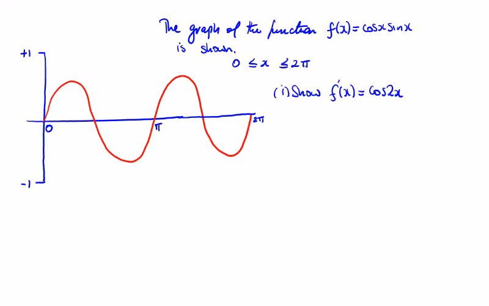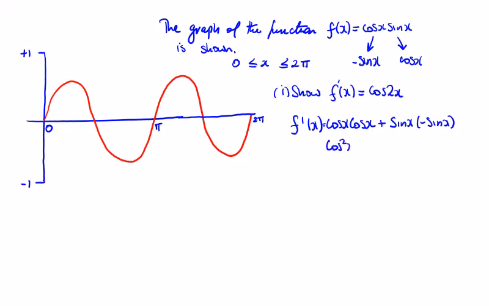Okay, in this question, given this graph, the graph of the function f of x equal to cos x sine x between 0 and 2 pi, show f prime x is equal to cos 2x. Okay, so it's a product rule. First differentiated is minus sine x. Second differentiated is cos x. So f prime x is going to be the first, cos x, by the second differentiated, which is cos x, and then plus the second, which is sine x, by the first differentiated, which is minus sine x. So we're going to end up with cos squared x minus sine squared x.